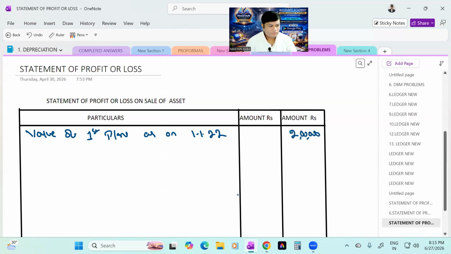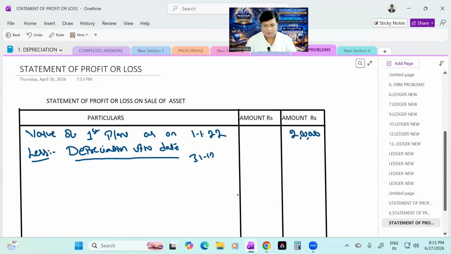So less depreciation up to date. So a very simple calculation we did on 31st December 2022. The first machinery depreciation is 20,000, full year utilized.